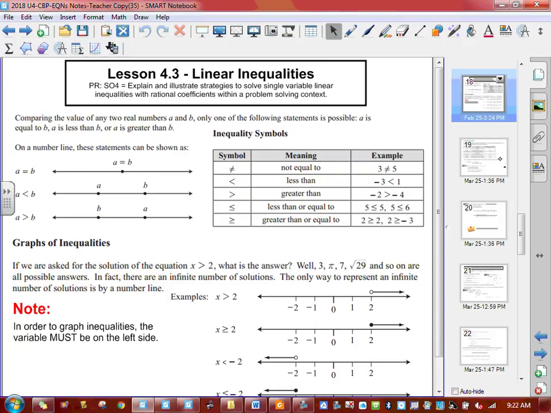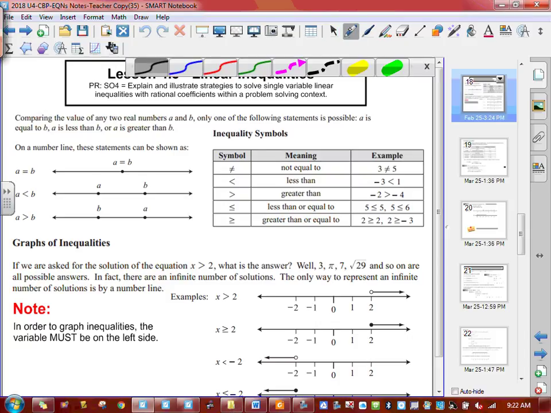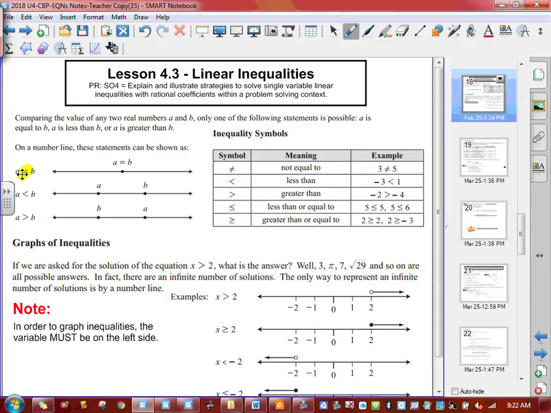So if you've got an equal sign, A equals B, you get one dot on the number line. So if I said x equals 3, I would have x equals 3 on the number line. If this was 0 here, and I have 1, 2, 3, I would have a dot on positive 3. Just a single dot. Okay?